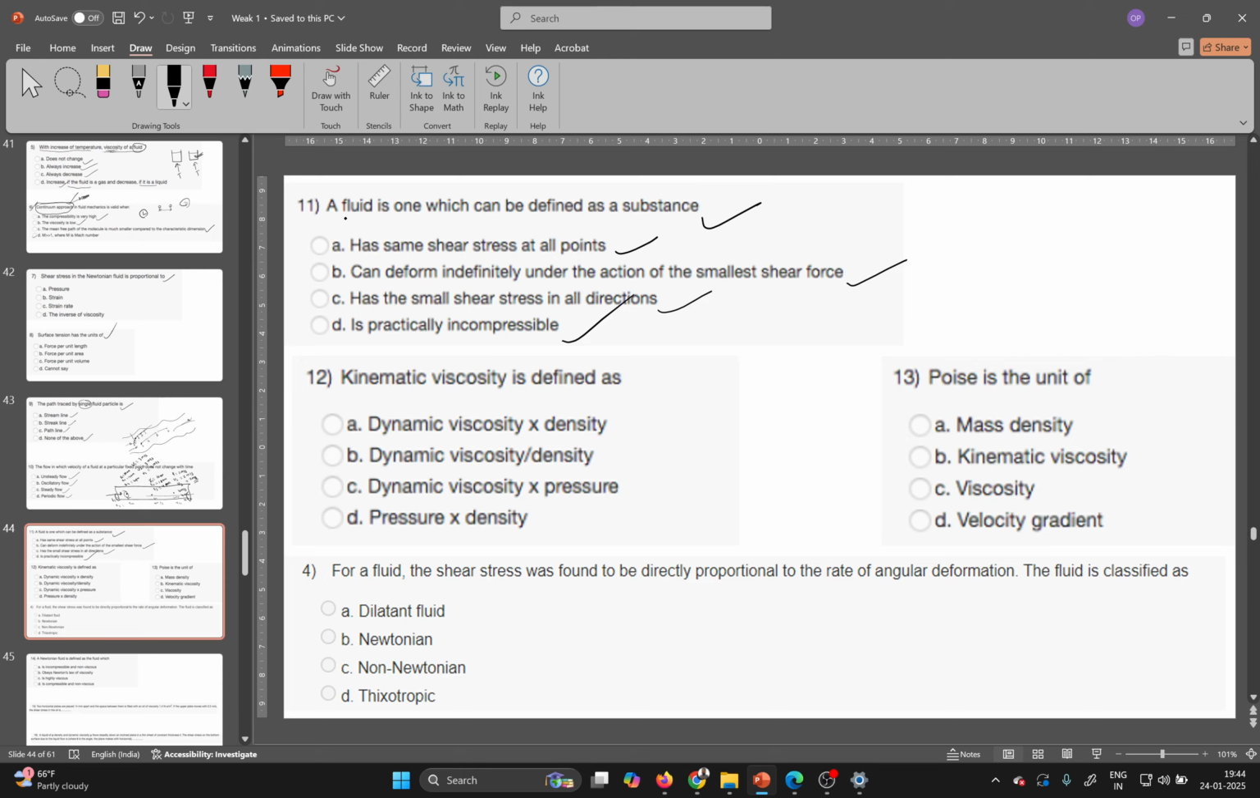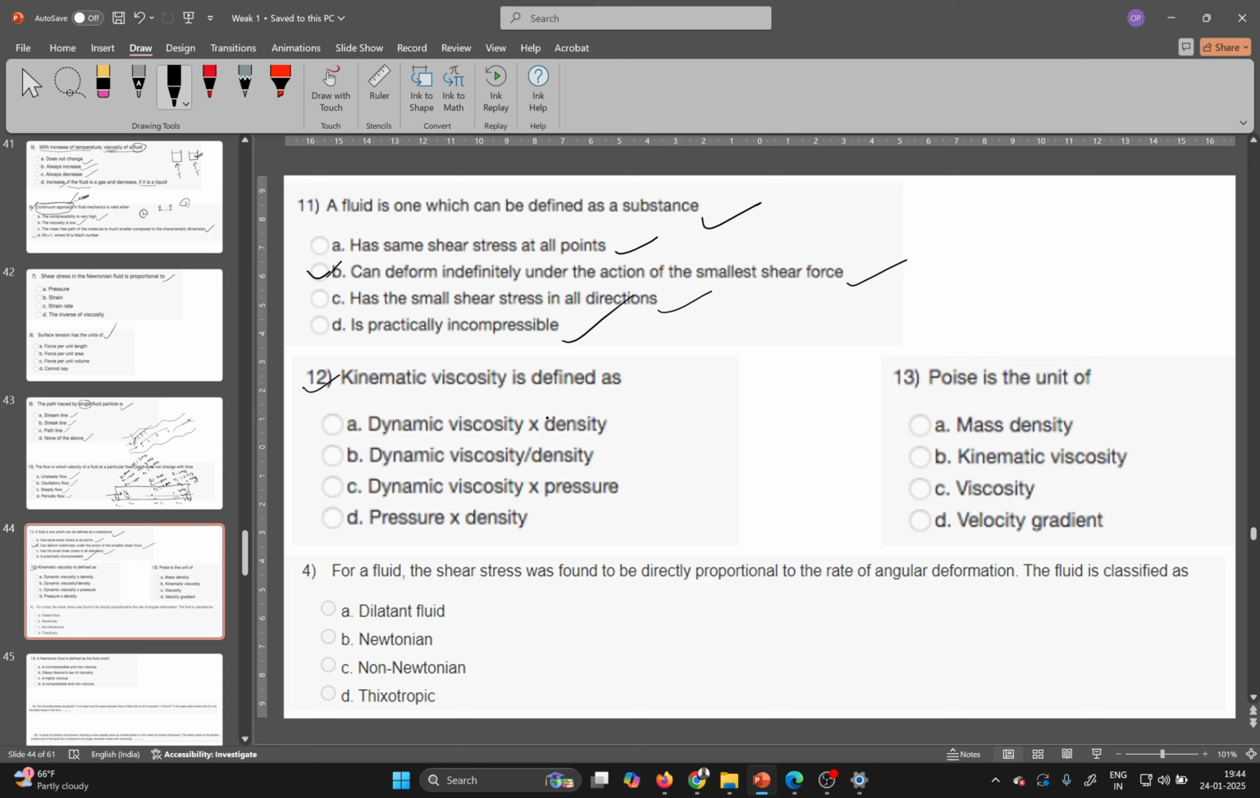For question number 11, a fluid is one which can be defined as a substance that can deform indefinitely under the action of the smallest shear stress, because a fluid cannot resist any shear stress, any shear forces. So this is the basic definition of the fluid. Remember always. A fluid is a substance which deforms continuously under the action of the smallest shear force.